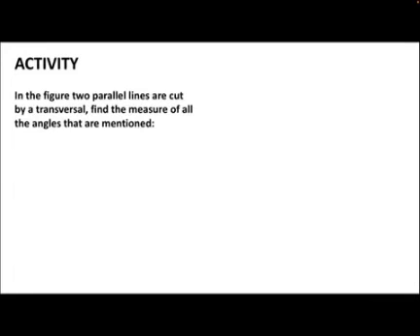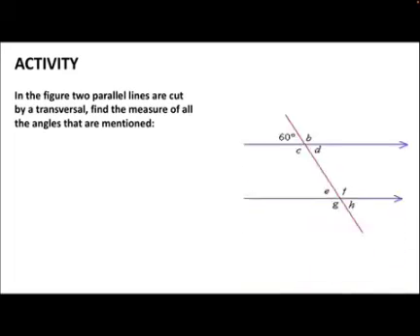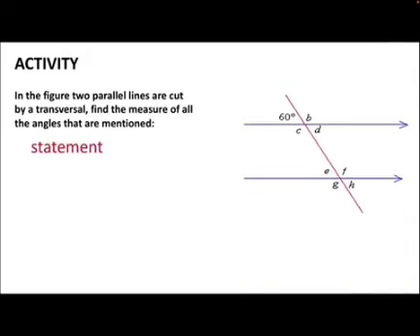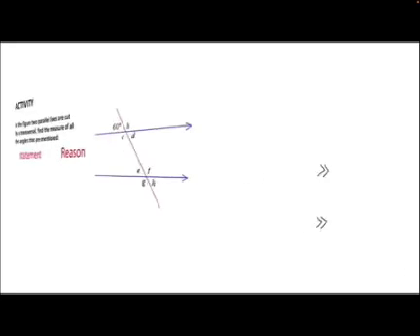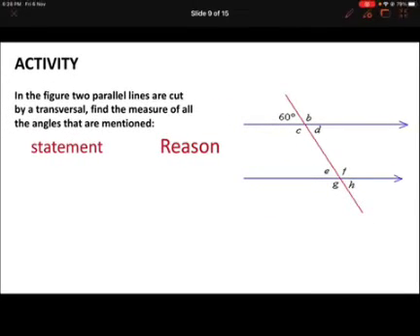In the figure, two parallel lines are cut by a transversal. Find the measure of all the angles that are mentioned. Now, statement and reason. What did I tell you? I told you that whenever you try to find the measure of angles, you have to justify your statement. Okay, now let's see how to do that. Here, let us say this angle is x. Now we have the measure of only angle x. We have to find out the measure of all the other angles. So let's see how to do that.